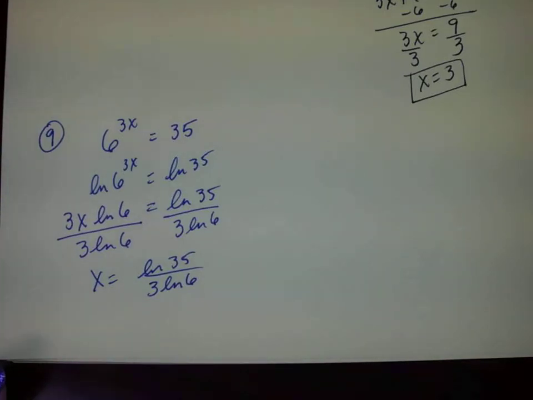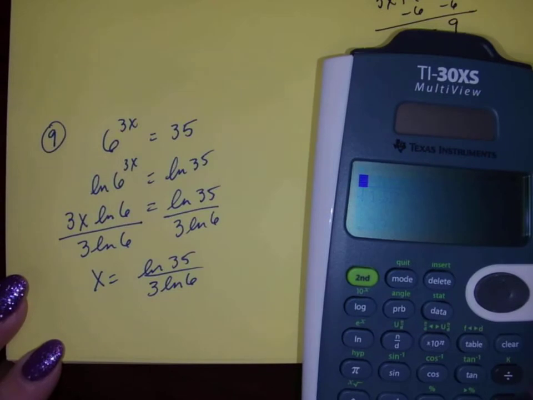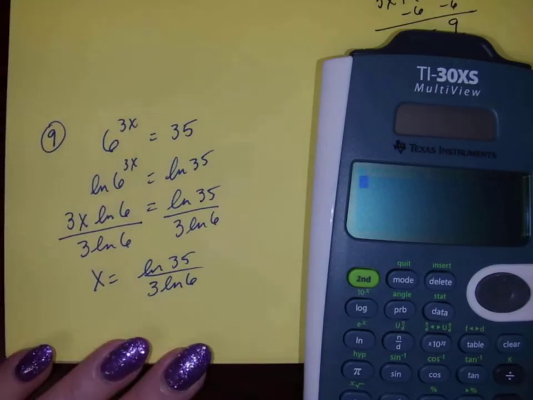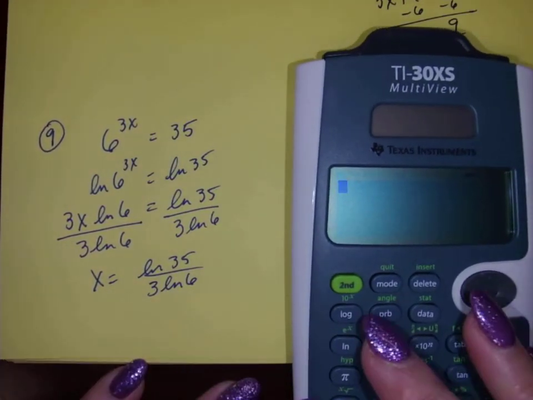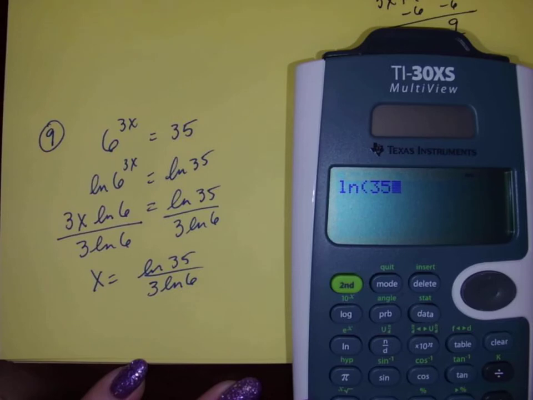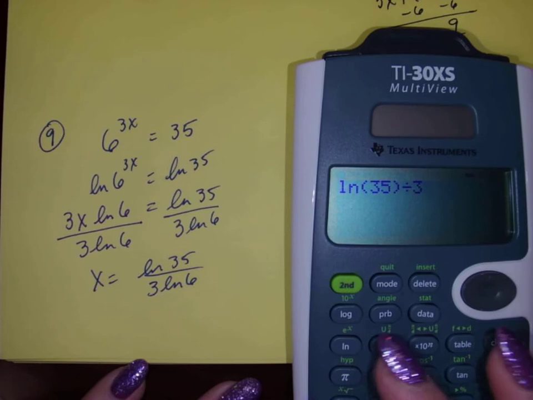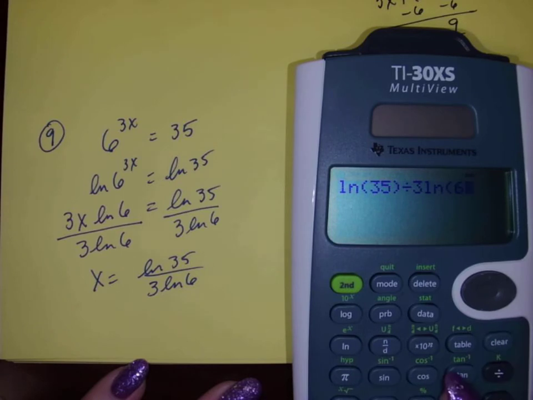And then I can put that into my calculator. So I have the ln of 35, make sure you close the parenthesis on that, divided by 3 ln of 6.